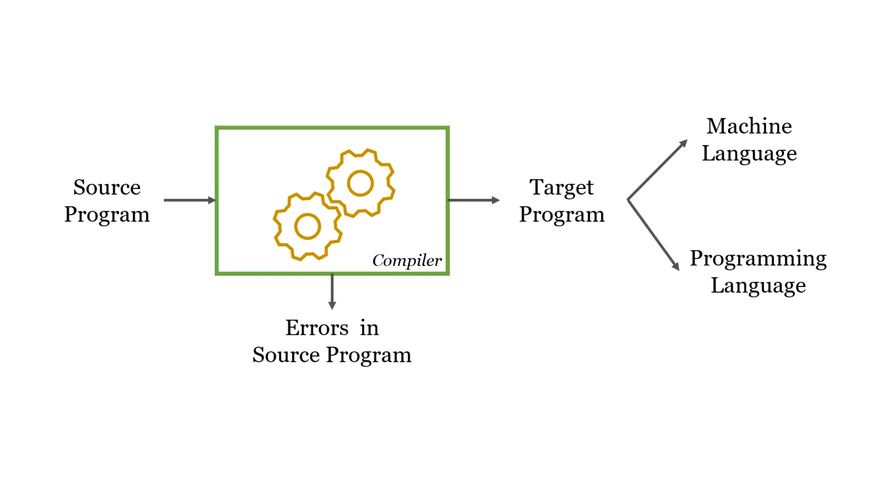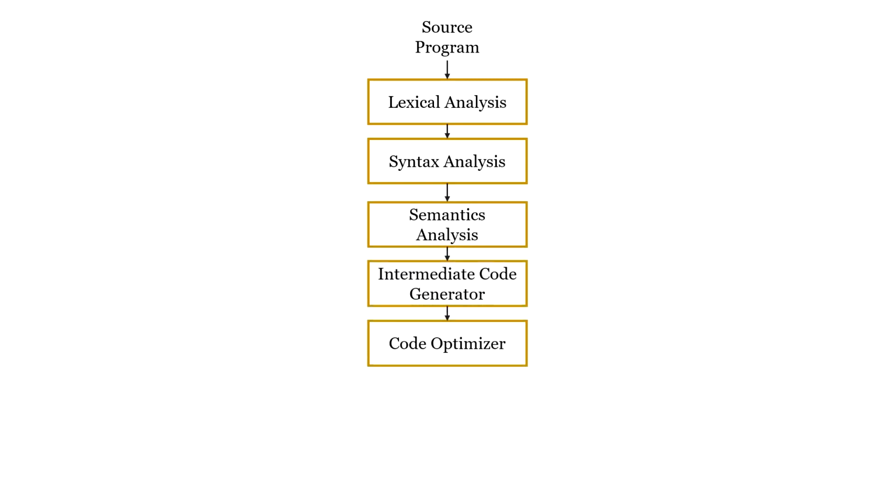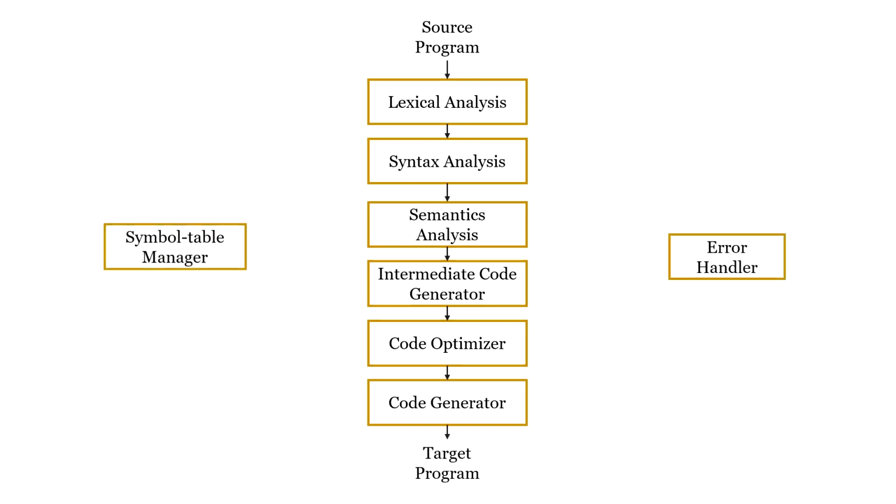If we talk about the working of a compiler, the source program is passed through multiple phases before it generates the target program. These phases are lexical analysis, syntax analysis, semantic analysis, intermediate code generator, code optimizer, and code generator. The code generator phase generates the target program. However, to manage and control the translation, we have the symbol table manager and the error handler.